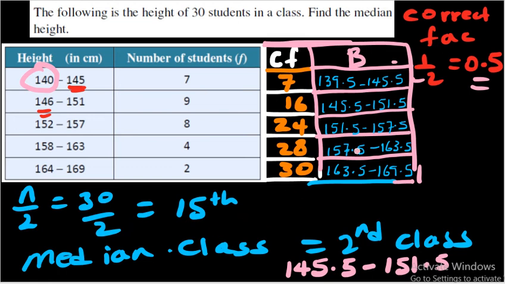And the median class, we said already, the second class, is 145.5 to 151.5. So what is the gap? What is the interval? From 145.5 to 151.5. That is the interval. You can take the difference and you will get 6. Therefore, now let us go to the next page and let us process everything.